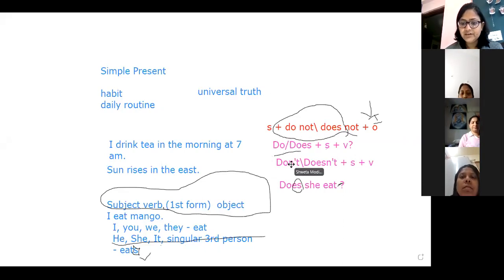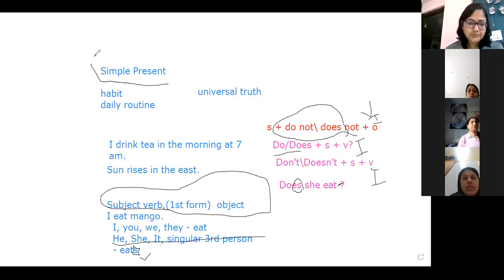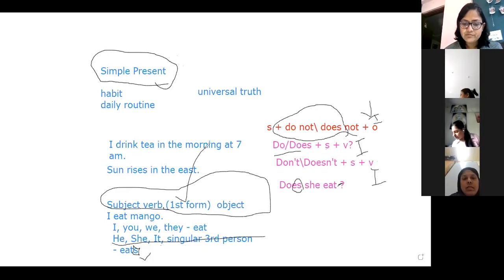And in negative question, do or does, then the subject, plus not. So when we make sentences of simple present tense, we have to use only the first form of the verb, right? We have to use only the first form of the verb.